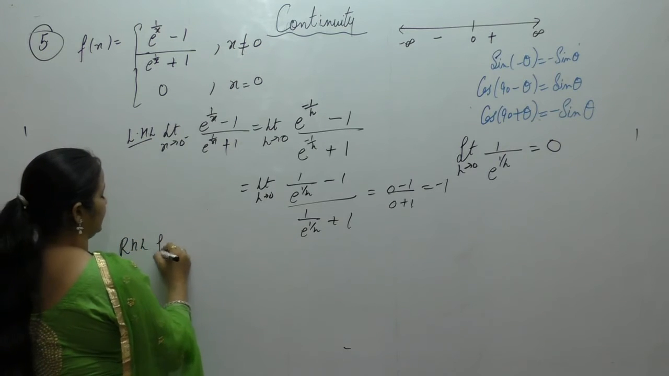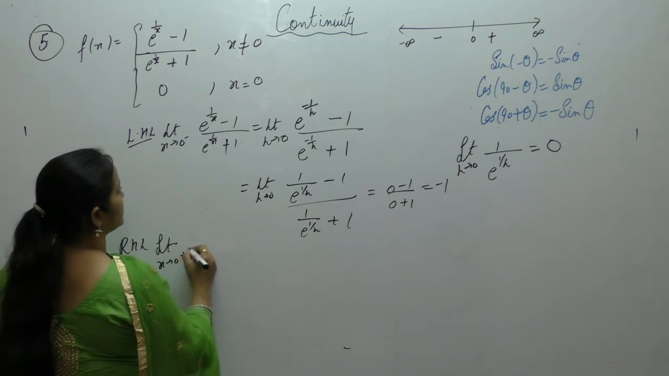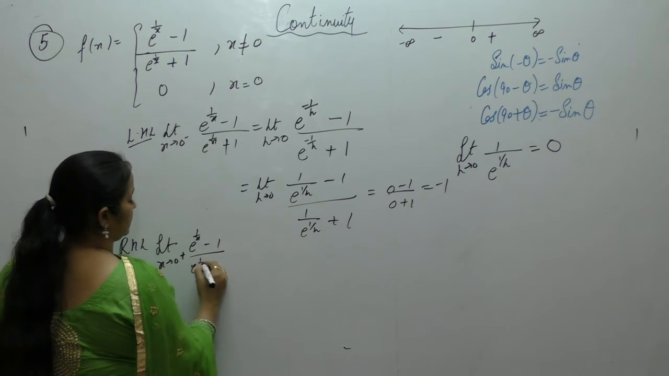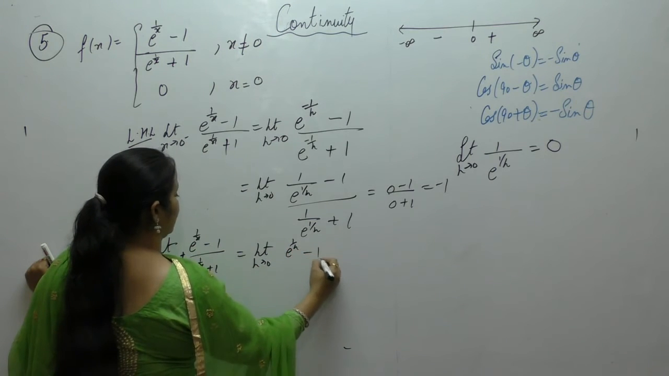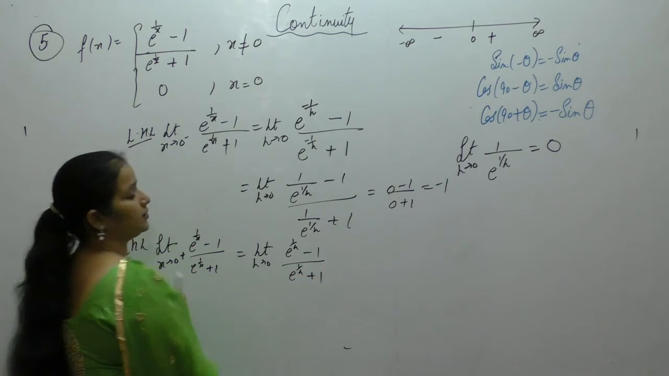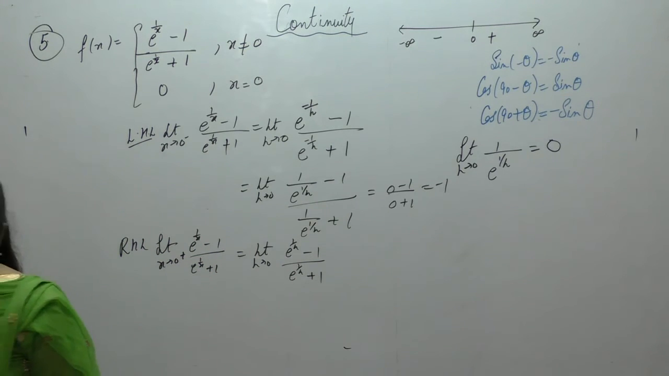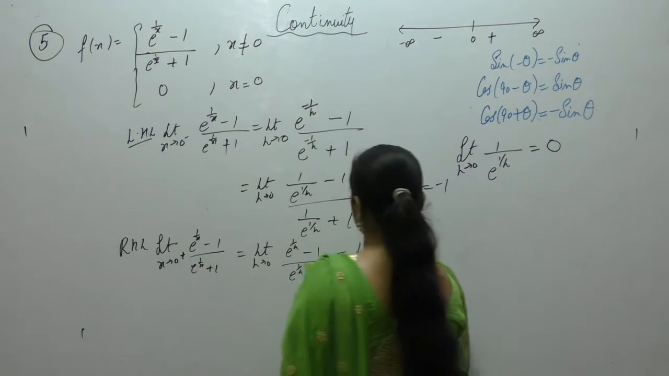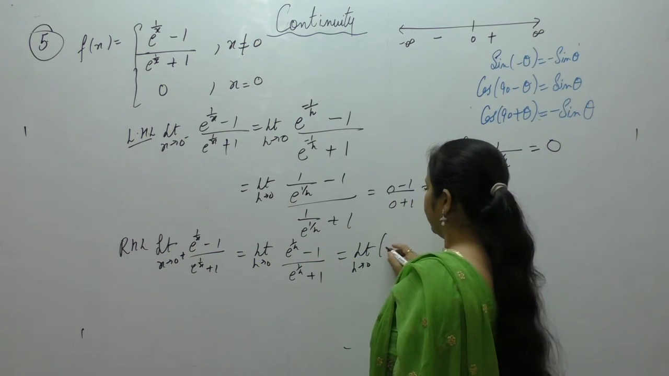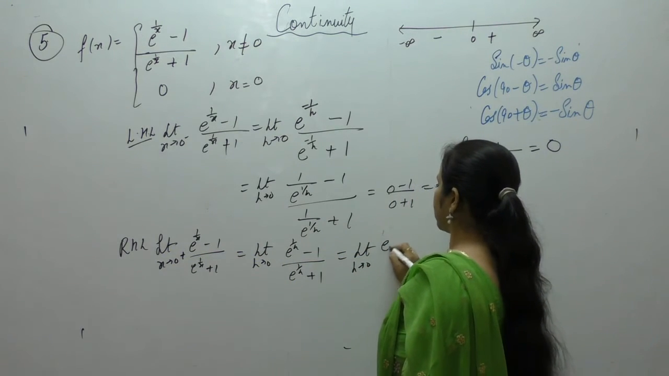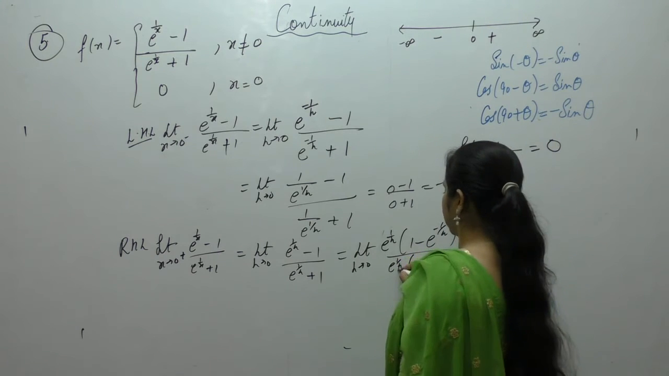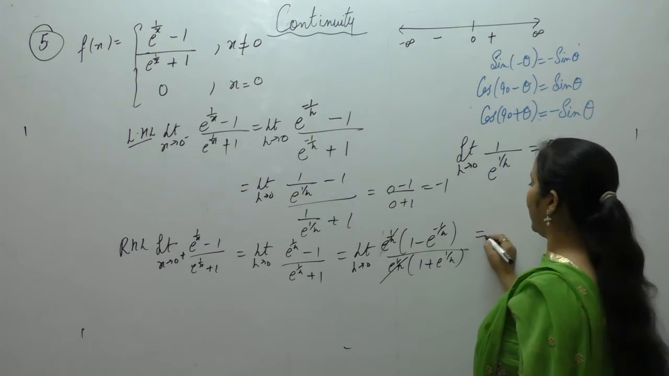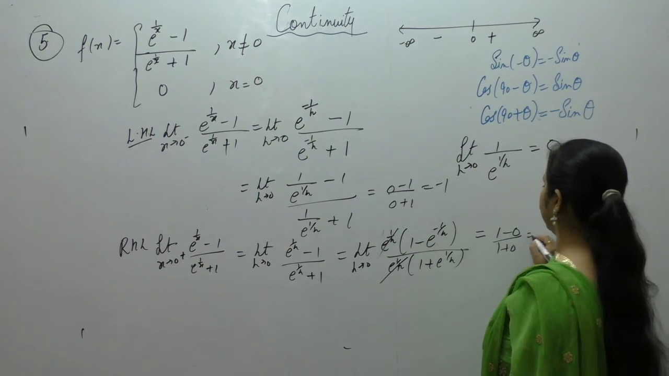Now right hand limit x tends to 0 positive. Limit h tends to 0, e power 1 by h minus 1, e power 1 by h plus 1. We can write it as, by taking e power 1 by h common, 1 minus e power minus 1 by h, 1 plus e power minus 1 by h. It will get cancelled. 1 minus 0, 1 plus 0, that is 1.